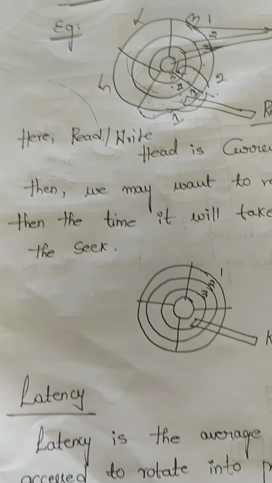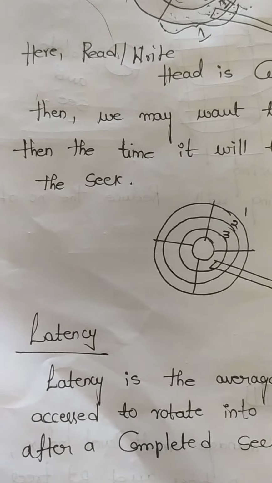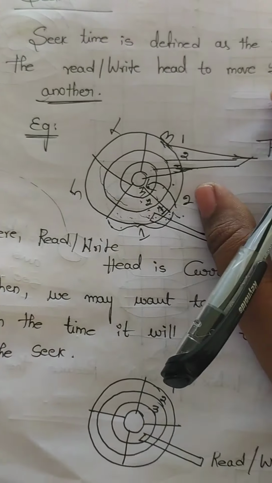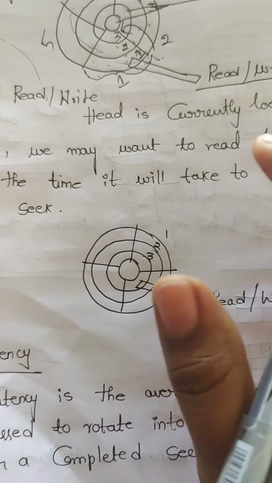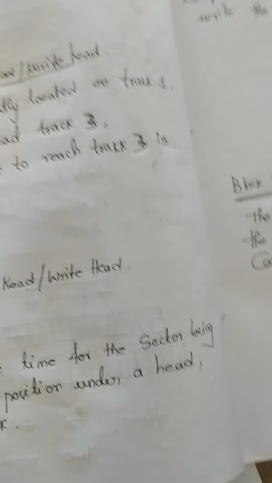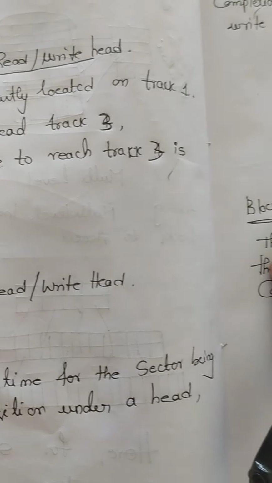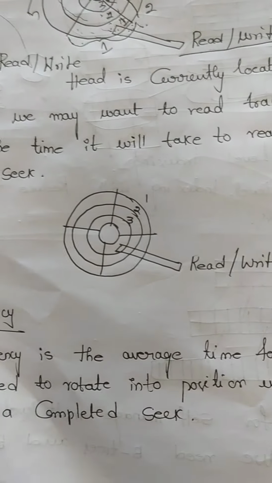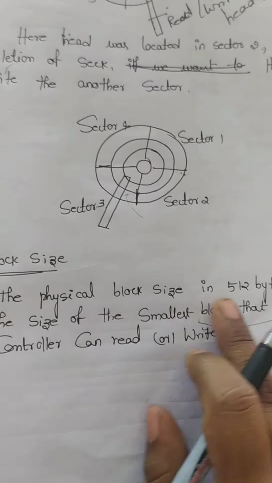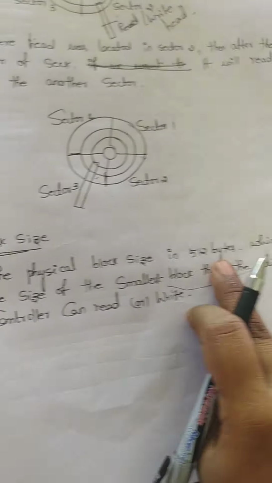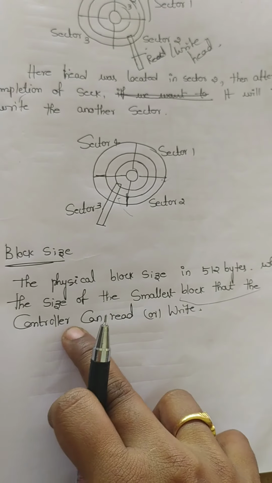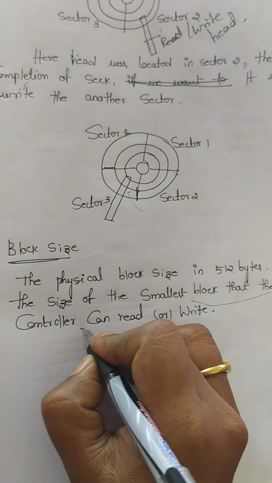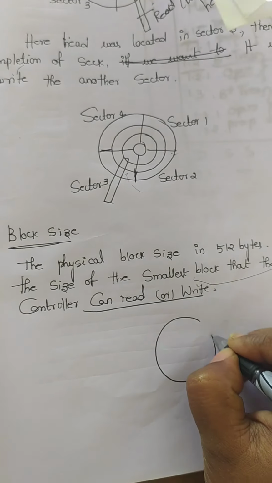This is one more question: what is the seek time, as well as what is the latency time? Seek time is from one track to another. Latency time is from one sector to another sector. What is the block size? I already discussed the block size. Block size is 512 bytes physically. The physical block size is 512 bytes, which is the size of the smallest block that the disk controller can read or write. We already know about the block size.